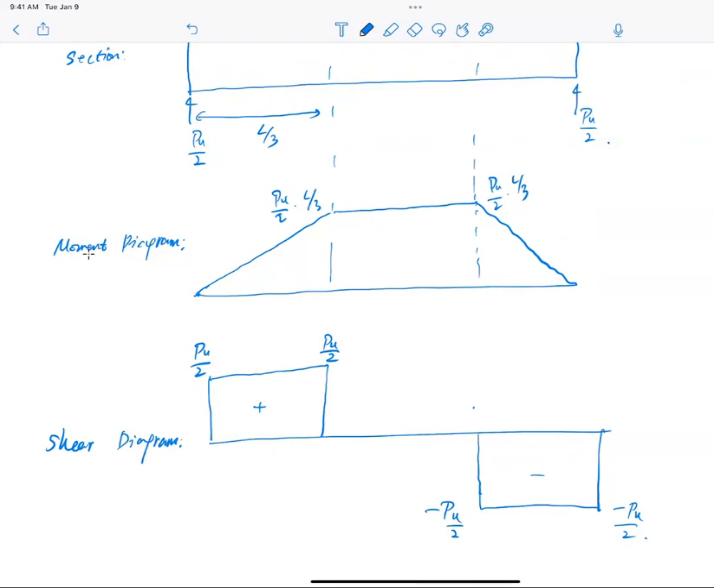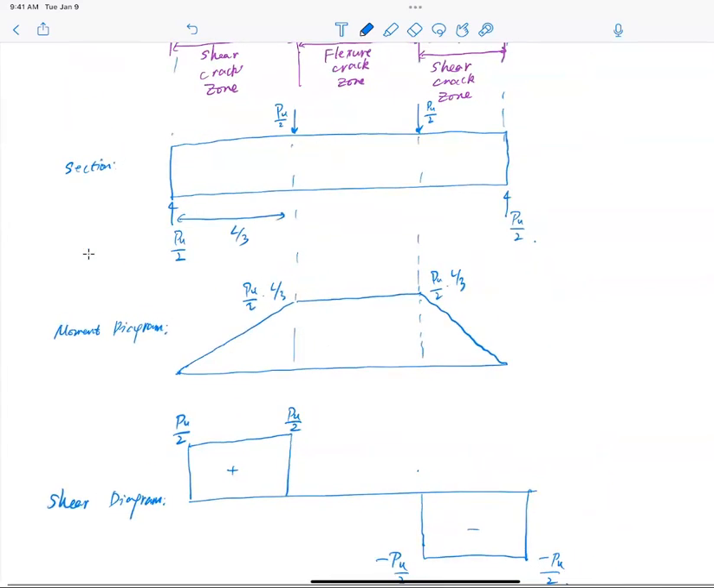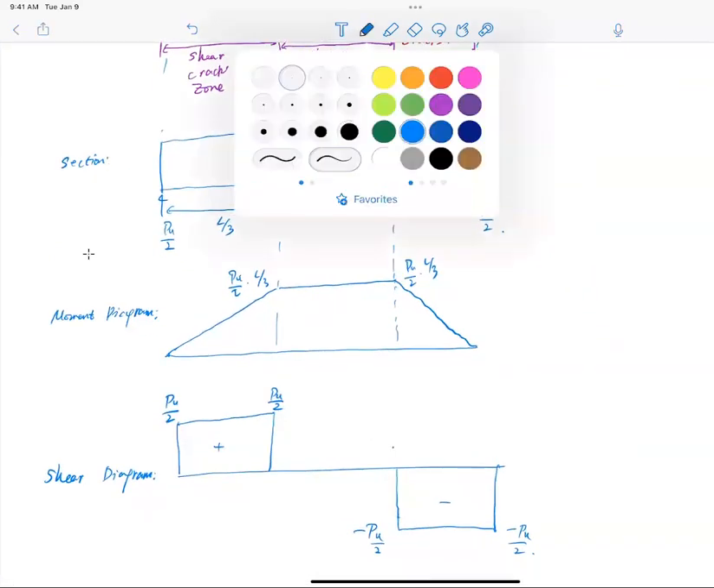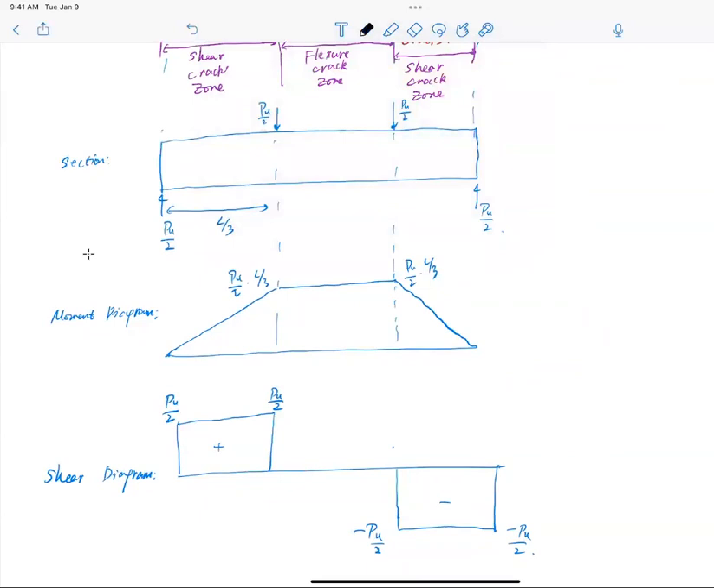So I have my moment and shear diagram, and I want to design for it. For the moment, I need my flexure reinforcement. That is the bars we talked about, laying at the bottom of the section to provide for tension. Steel is good for tension, don't forget. So for bending moment, they're here at the bottom, all the way through.